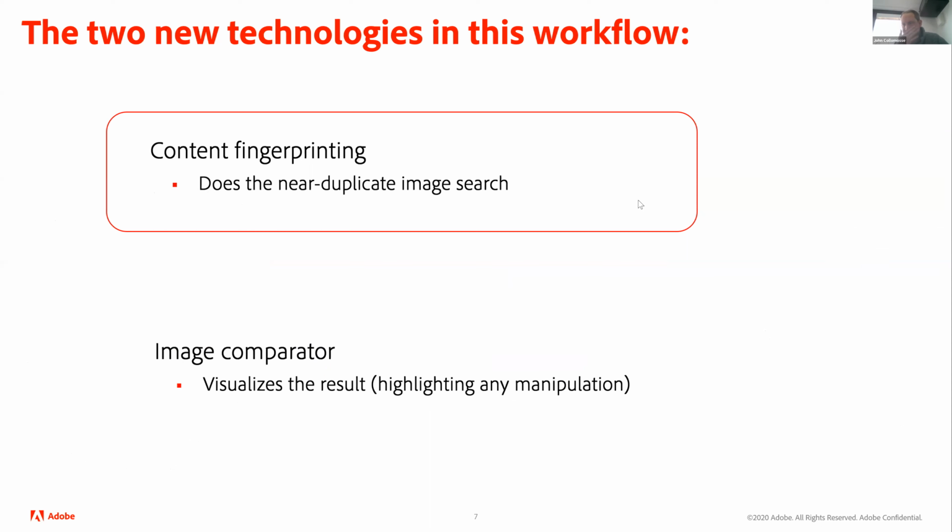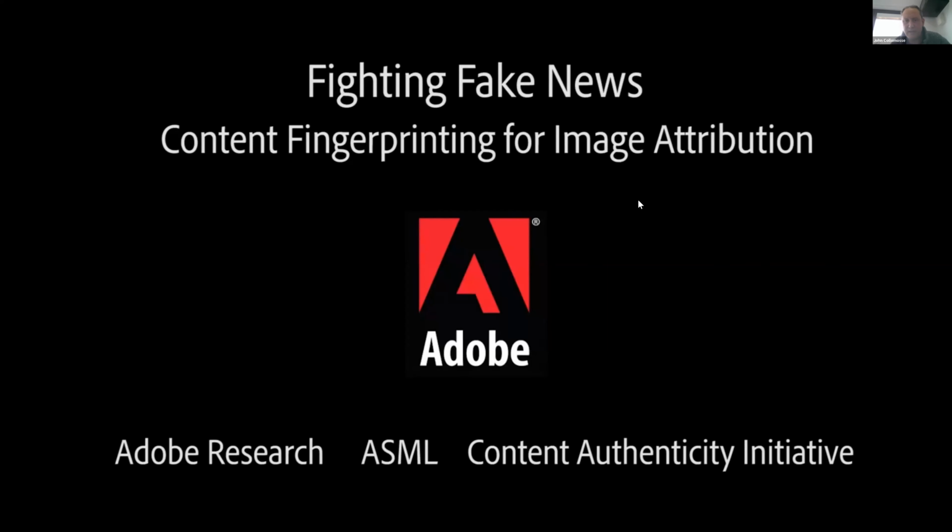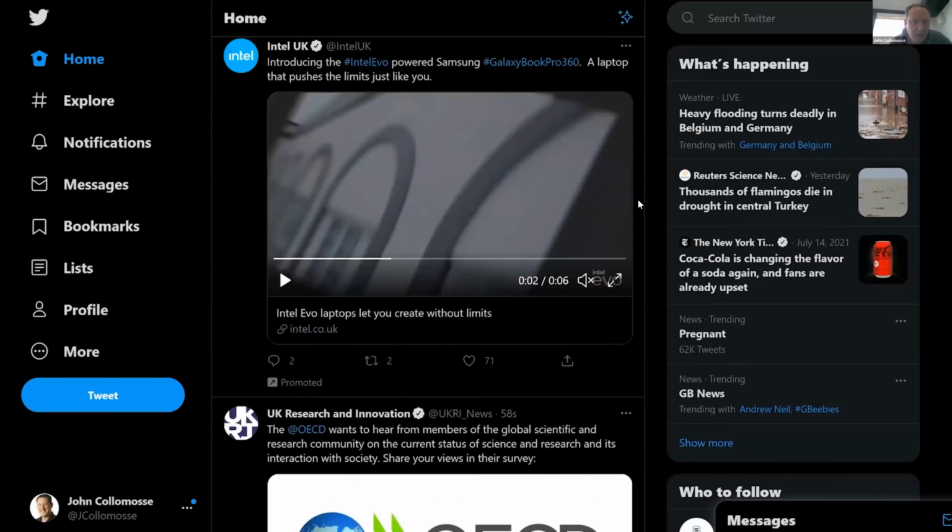So there are two technologies then in this workflow. We call the first content fingerprinting, which is effectively a way of doing a robust near duplicate image search. And then this ability to visualize the results and highlight any manipulation in the content. So I'll first go into a little bit of detail about how the technologies that we've been exploring for content fingerprinting work. I'll first of all show a quick video demo of this. I'm going to talk over this video so that we can see.